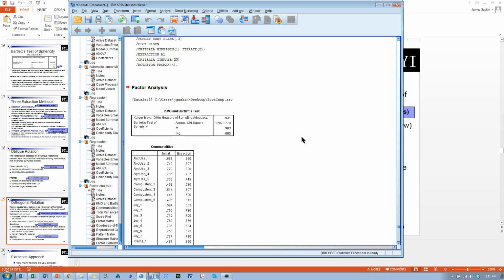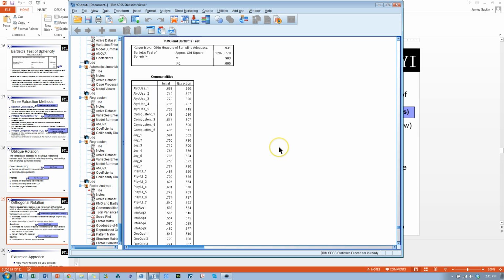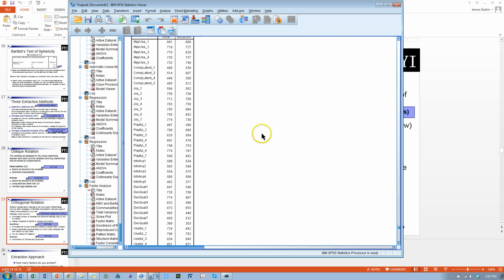The second set of items, is that the model? Comp latent? Yeah, that's comprehensive use. It's in the model. Yes. That's all right. Okay.